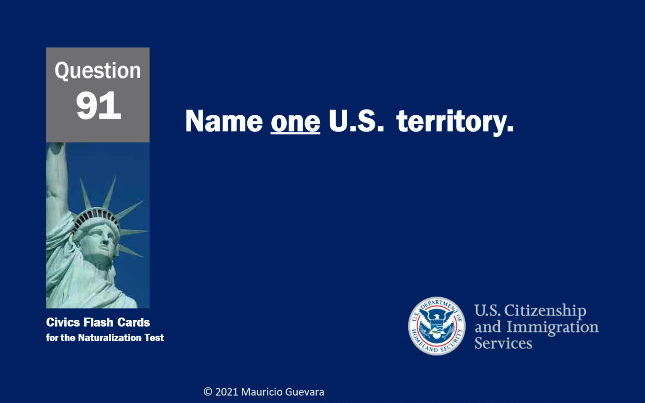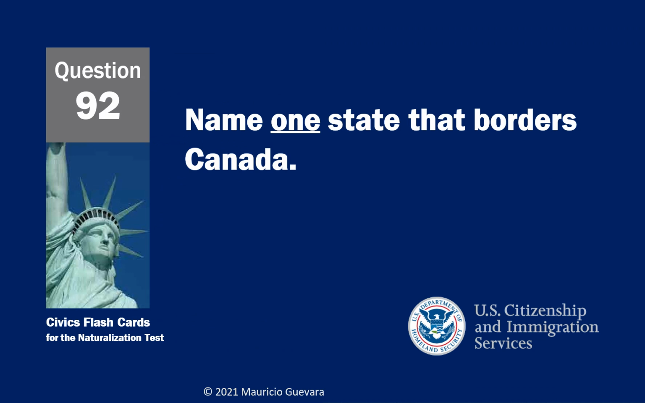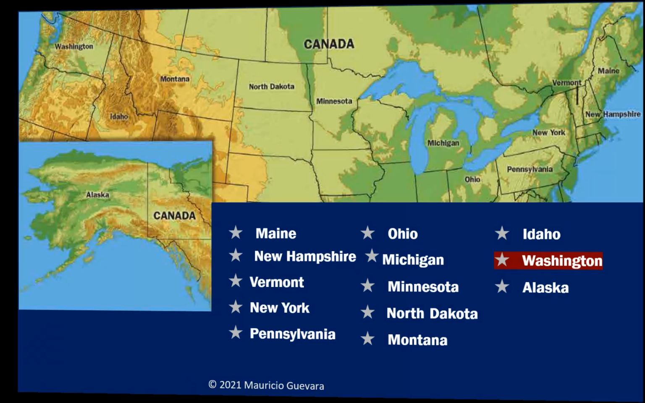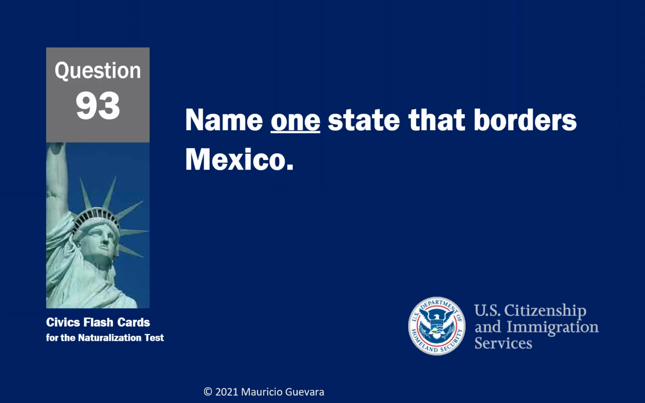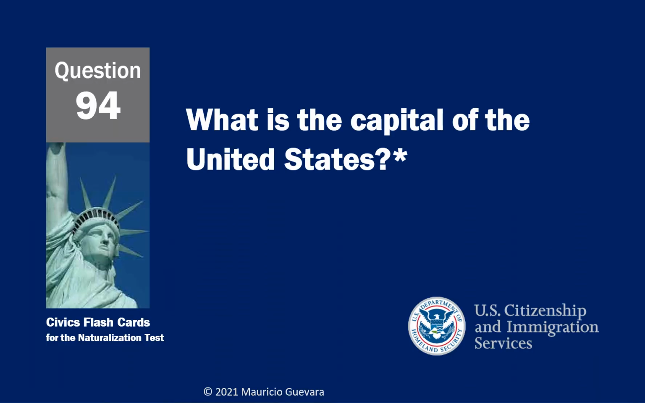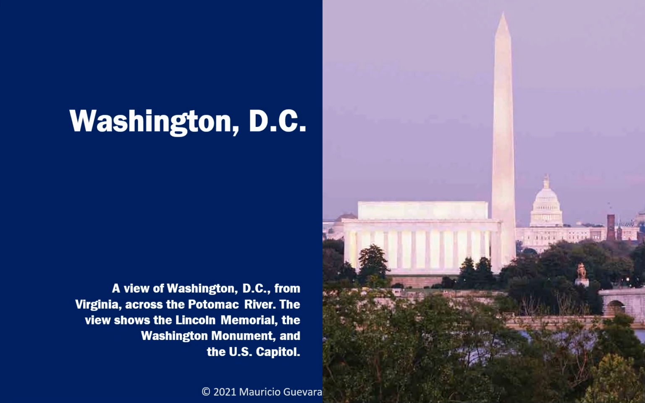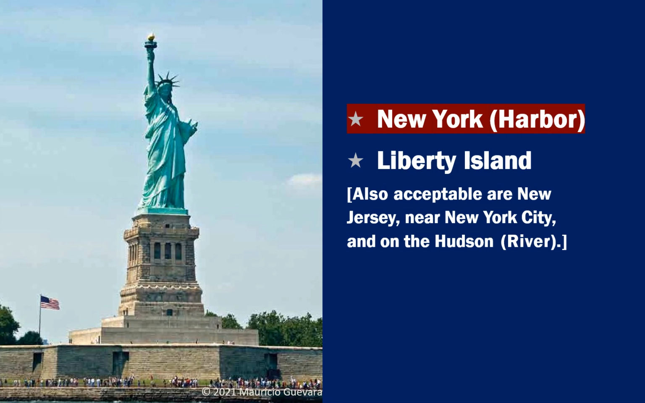Name one U.S. territory. Puerto Rico. Name one state that borders Canada. Washington. Name one state that borders Mexico. New Mexico. What is the capital of the United States? Washington, D.C. Where is the Statue of Liberty? New York Harbor.